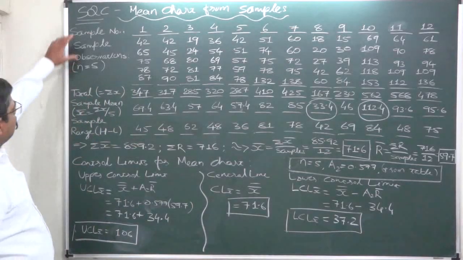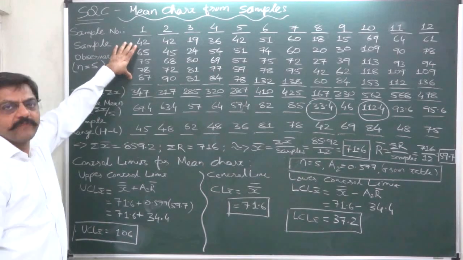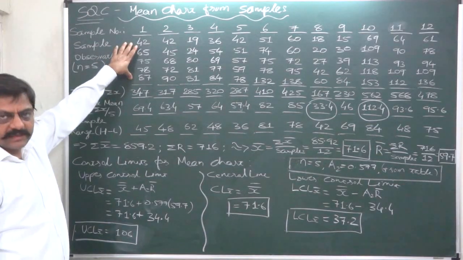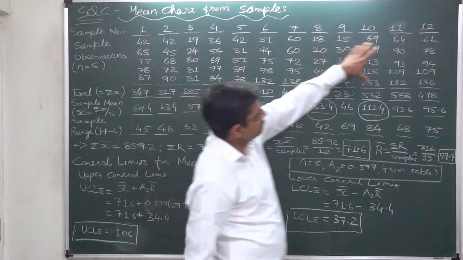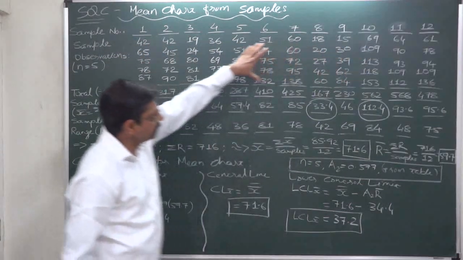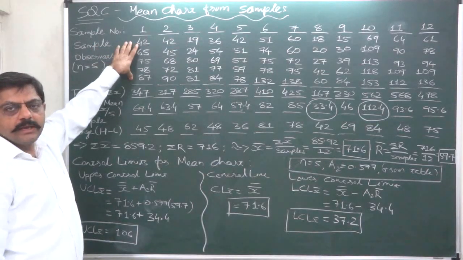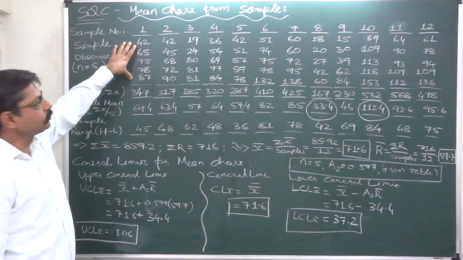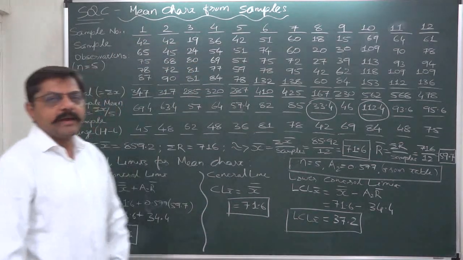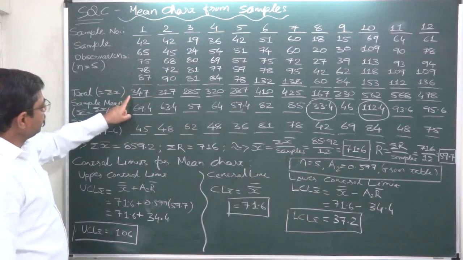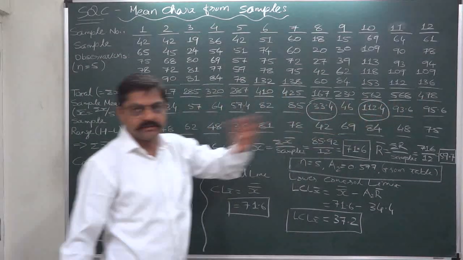The information is about 12 samples, and the size of each sample is 5. These are the sample points or sample values. Now to construct a mean chart, we must have the means of all the 12 samples. And we know that mean is sigma x upon n. So these are the summations of all the sample values for all the 12 samples.